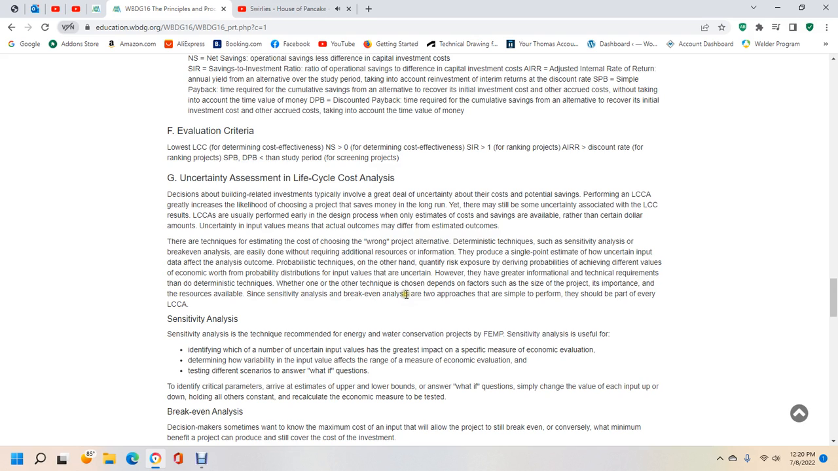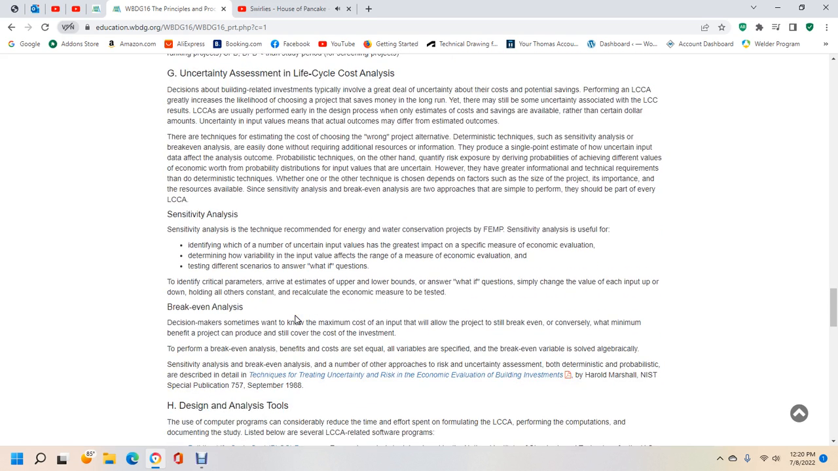Sensitivity analysis and break-even analysis are approaches that are simple to perform. They should be part of the life cycle analysis. Sensitivity analysis is a technique recommended for energy and water conservation projects by FEMP. Sensitivity analysis is useful for identifying the uncertain input value with the greatest impact on a specific economic measure, determining how variability in an input value affects the range of the economic evaluation measure.